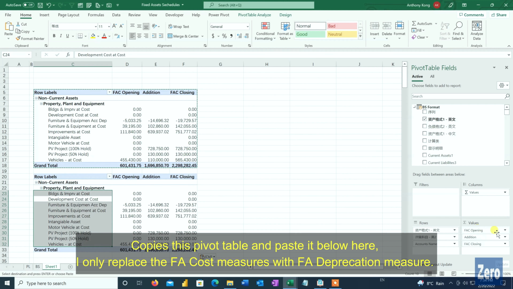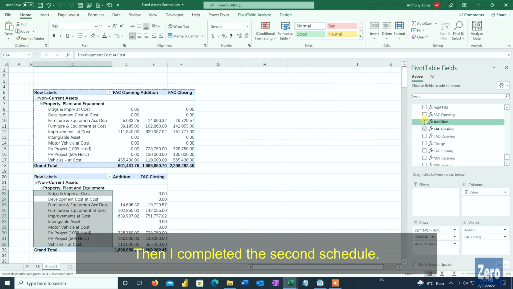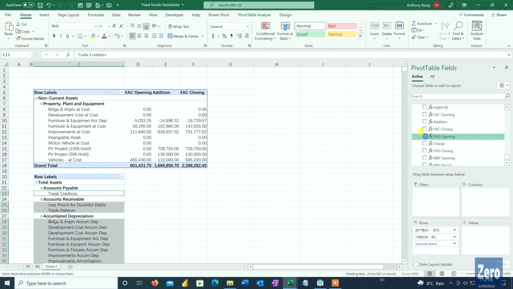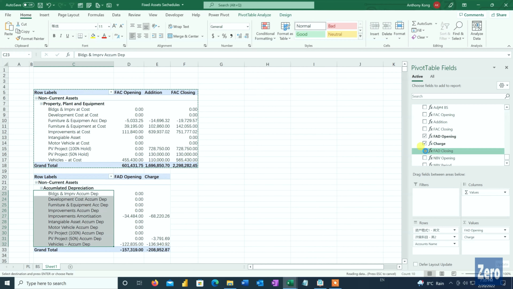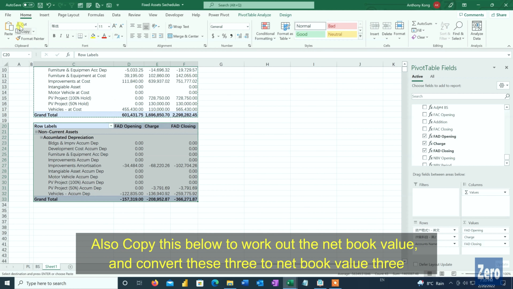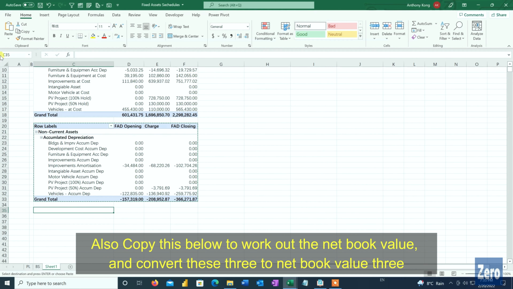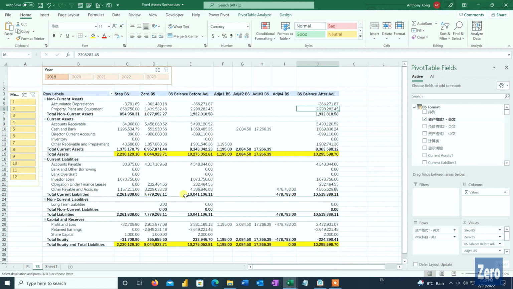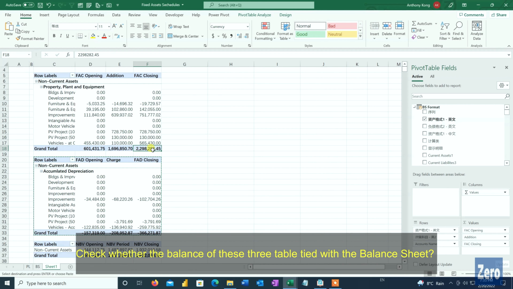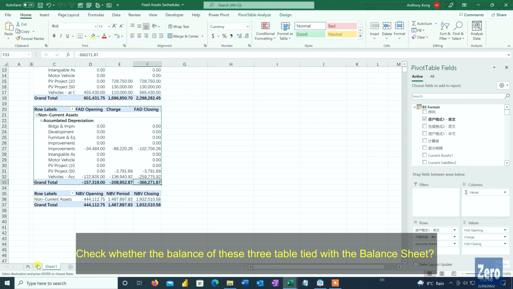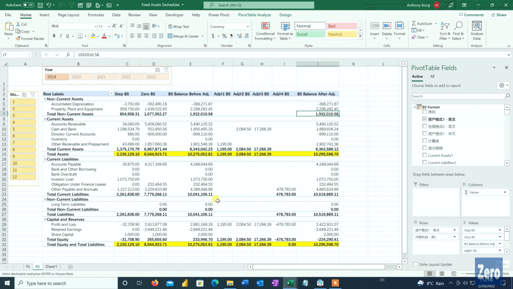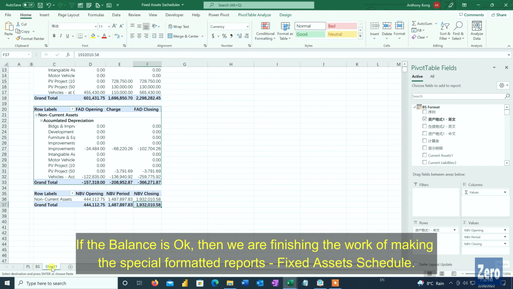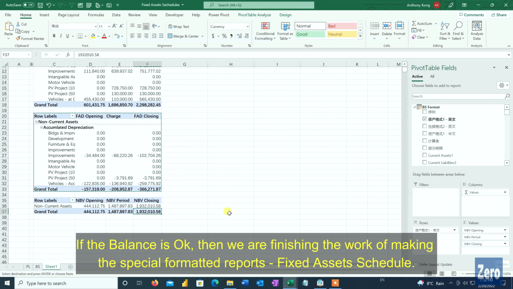Copy this pivot table and paste it below here. I only replace the FA cost measures with the FA depreciation measures. Then I have completed the second schedule. Also copy this below to work out the net book value, and convert these three to net book value. Check whether the balance of these three tables tied with the balance sheet. If the balance is okay, then we have finished making the special formatted report, the fixed assets schedule.